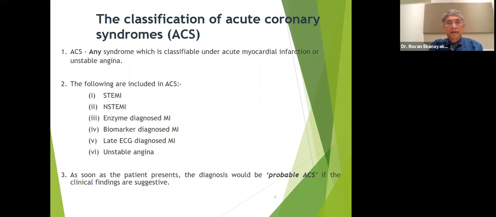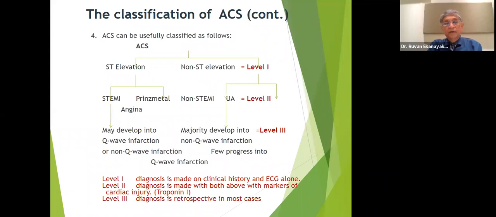and then unstable angina. Now, as soon as the patient presents, the diagnosis would be probable acute coronary syndrome if the clinical findings are suggestive before the ECG is done. So at level 1, as you do the ECG, you classify acute coronary syndromes into ST elevation and non-ST elevation myocardial infarction.